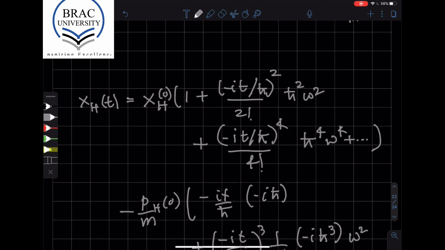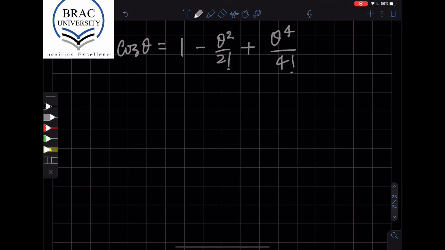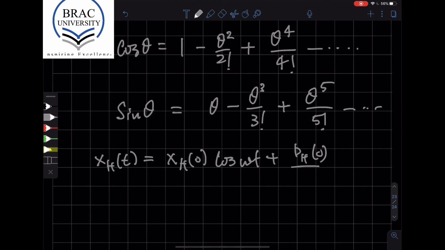Now if I simplify these 2 series and use the fact that the Maclaurin series expansion of cosine is given by 1 minus theta squared by factorial of 2 plus theta to the power 4 by factorial of 4 minus dot dot, and the Maclaurin series of sine of theta is given by theta minus theta cubed by factorial 3 plus theta to the power 5 by factorial 5, and so on, then we can use this to write x_H as a function of t, and this turns out to be x_H at time 0 times cosine of omega t plus p_H at 0 over m omega times sine of omega t.